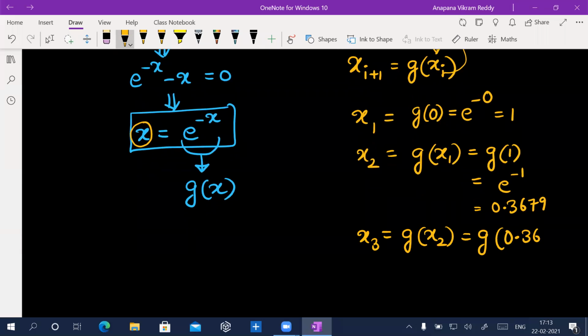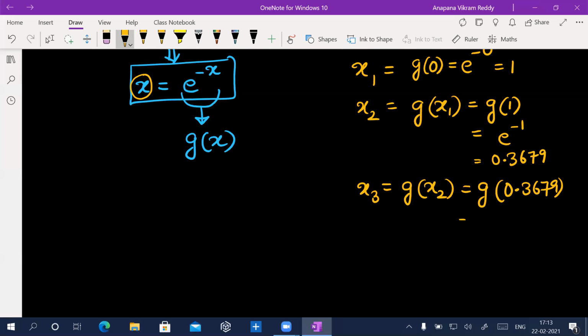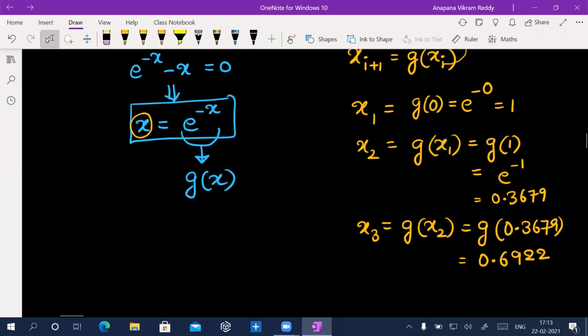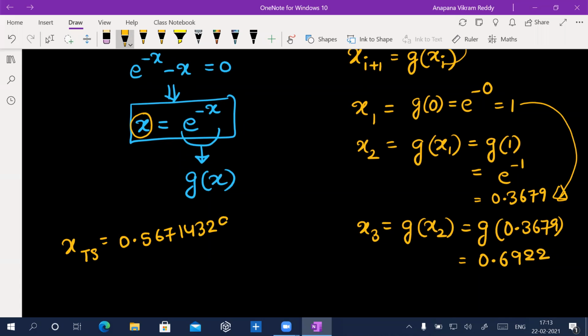g of 0.3679. So you will get something like 0.6922. See, from 1 you came to this. But what is the answer for this here? Already we found this one, right? The true solution for this particular equation is 0.567, some 14329, so on, right? So this is what your x is.